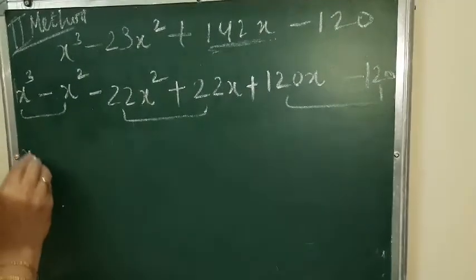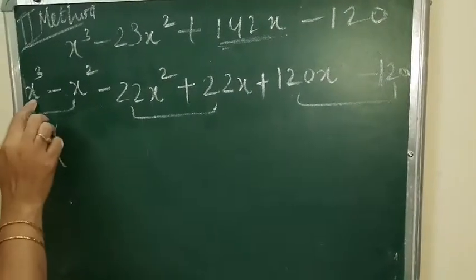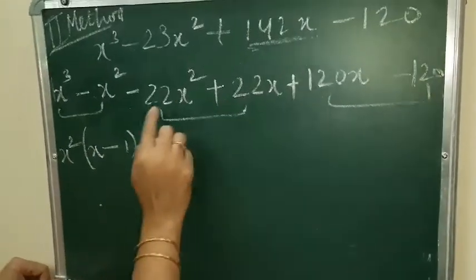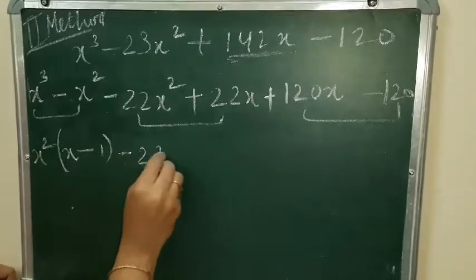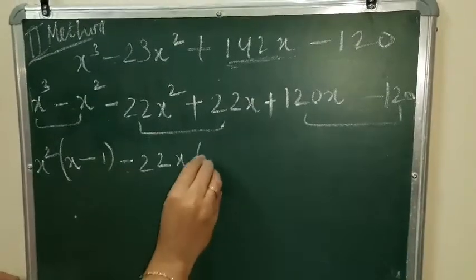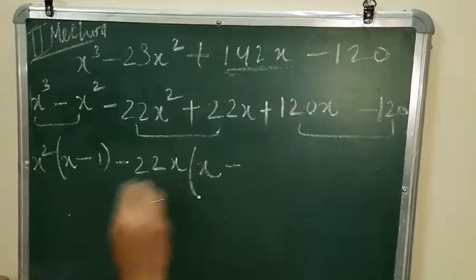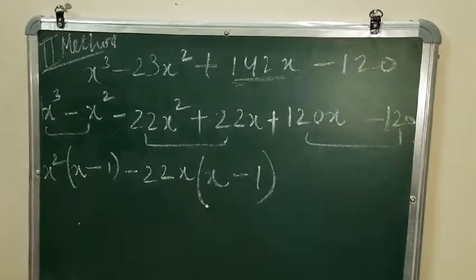What is common? x square. What is left from here? x, and from here minus 1. What is left from these two? Minus and 22, 1x. What is left now? Simple x. As minus is outside, this sign will change and this will again be 1.